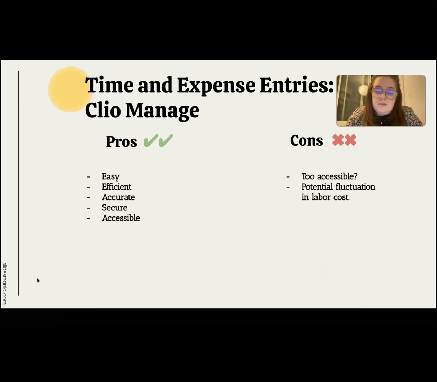I feel like I've discussed in quite a bit of detail the pros of time and expense entries in Clio Manage. It's extremely easy. It really encourages efficiency in many different areas within the firm. They can be exceptionally accurate. They are very secure, and the platform itself and access to both time and expense entries are very accessible for anyone to input when they need to. The cons, maybe this platform is a little bit too accessible.